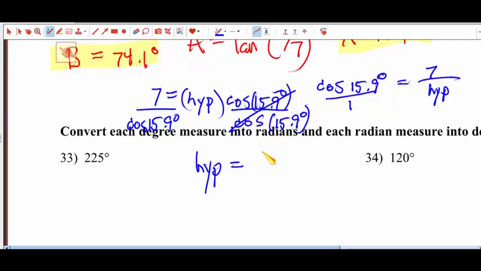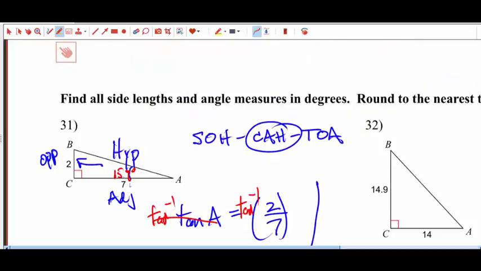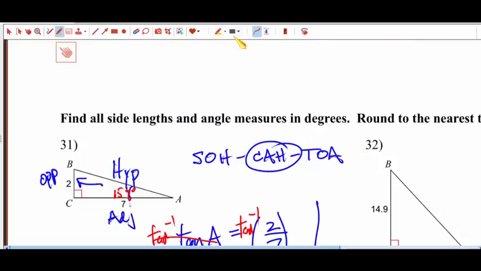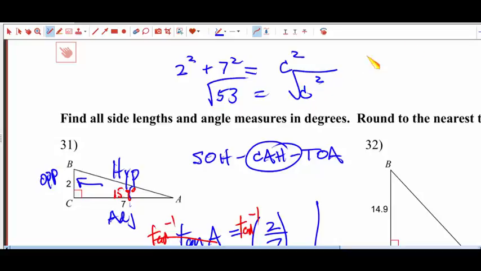Well, whatever it is, the hypotenuse is going to be equal to 7 divided by the cosine of 15.9 degrees. And then if I want to use the Pythagorean theorem instead, I would say, okay, 2 squared plus 7 squared equals the hypotenuse squared. So this is going to give me 4 plus 49, 53 equals c squared. So c equals the square root of 53.